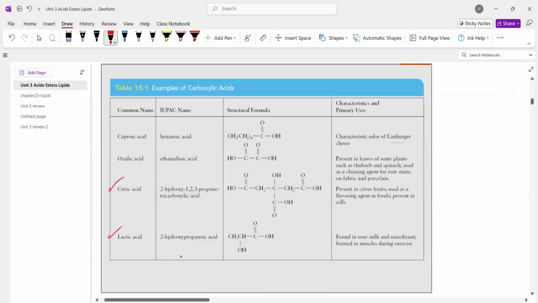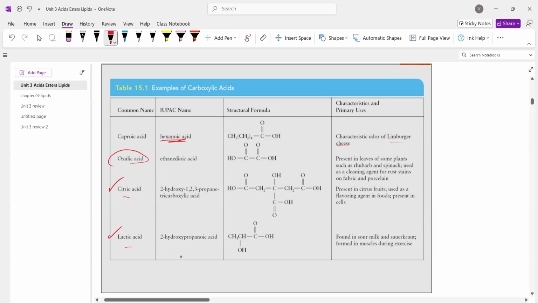Blue cheese, Limburger cheese, it's this guy here. It's a 6 carbon acid. You've heard of, obviously, citric and lactic acid.